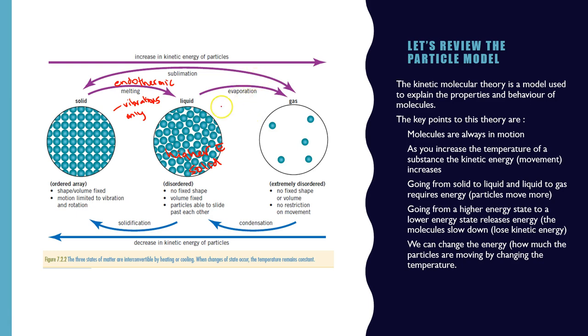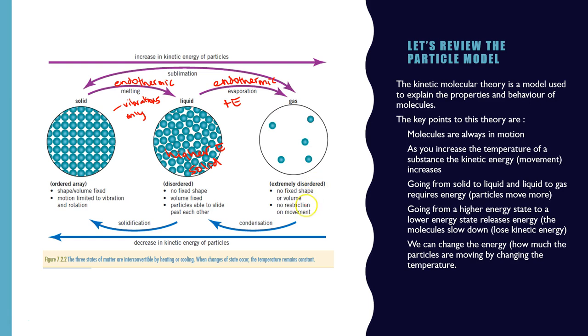If we add in more energy, we go from a liquid to a gas. Again, we're adding in energy, so this would be an endothermic process. And then the system now has more energy. It's more disordered. We have a greater kinetic energy, and the gas is moving around much faster. So if we go from a low energy state to a high energy state, we need to absorb energy from the environment to increase that kinetic energy.